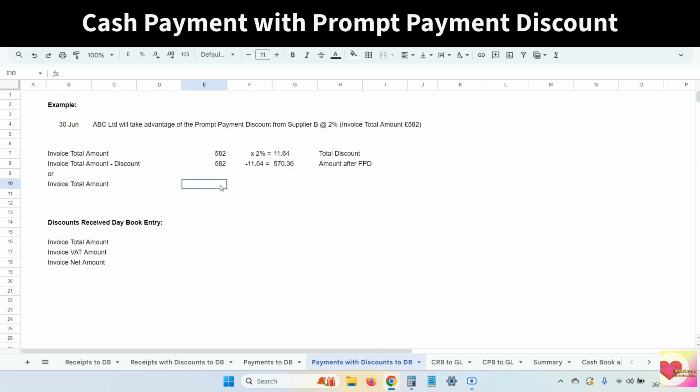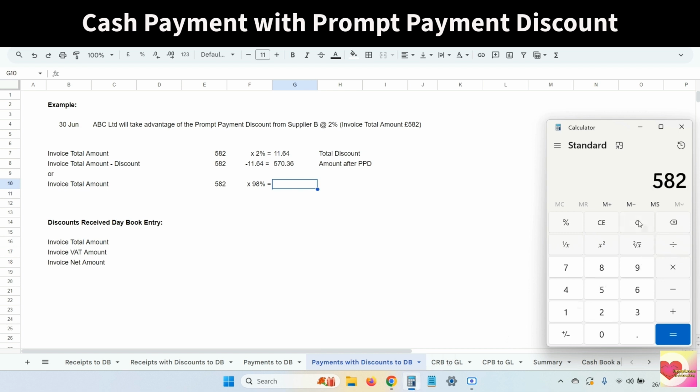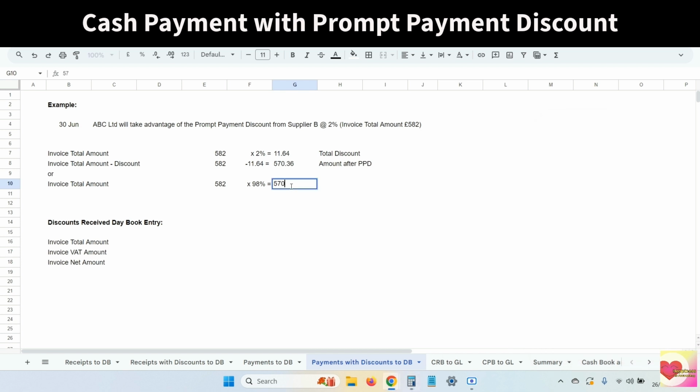Another way of calculating this amount is by multiplying the gross amount by 98%. Why 98%? Because we won't be paying the 2% of the invoice to our supplier because that is the discount. We will only pay the remaining 98% of the invoice. So it's 582 times 98% or 0.98, and we got 570.36, and this is the total amount after discount. And this is the amount that we will enter to our cash payment book.